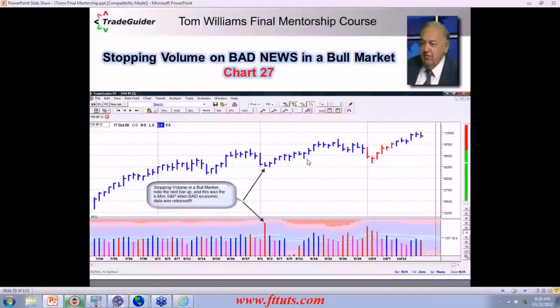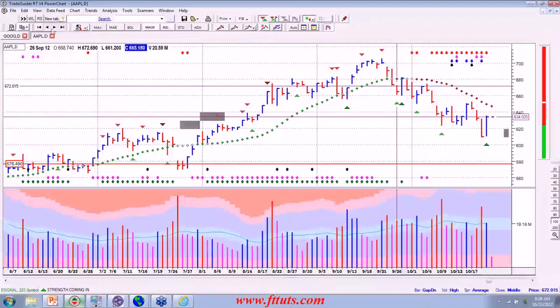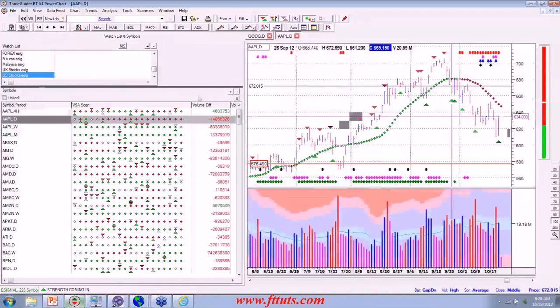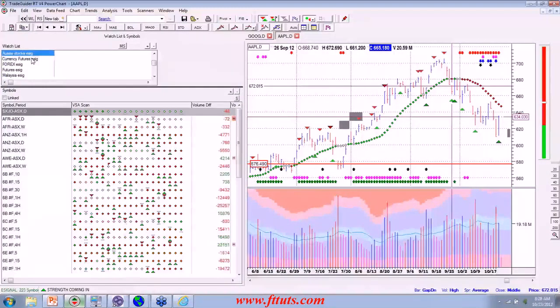Okay, Tom, stopping volume. We see this all the time in Trade Guide, and sometimes it stops the market dead and it changes, and other times it keeps going. Now, we've seen some stopping volume today in the Aussie dollar, and if we look at that chart of the Aussie, we'll see what the market actually did on that volume.